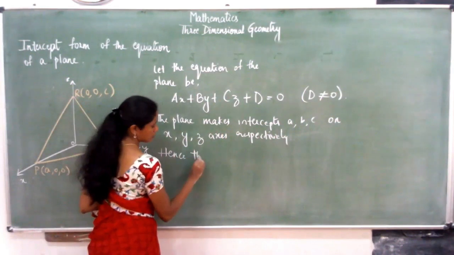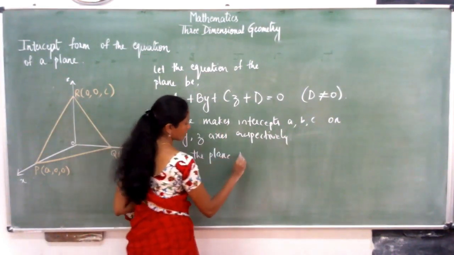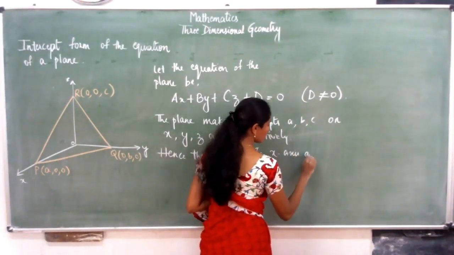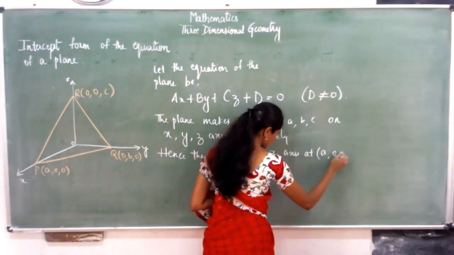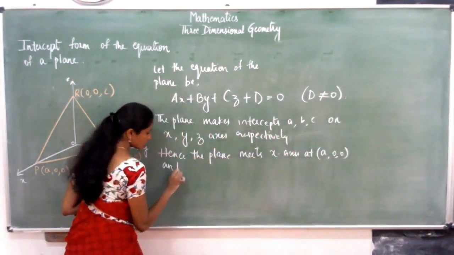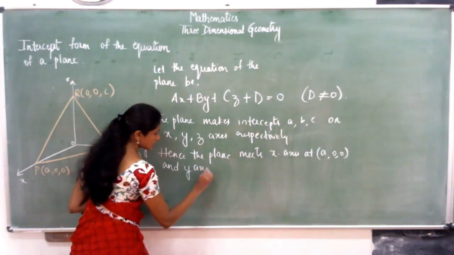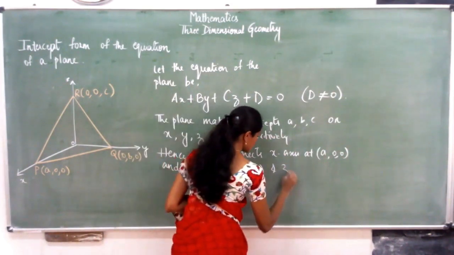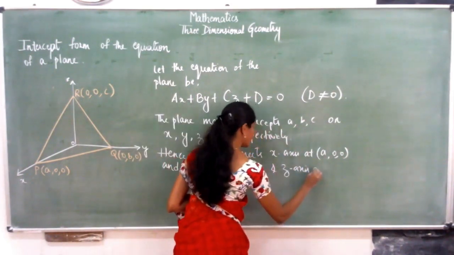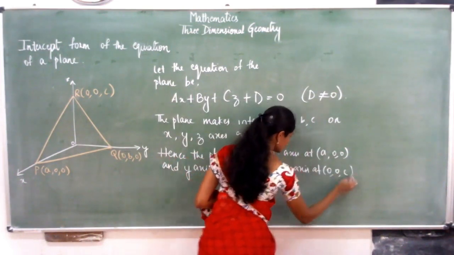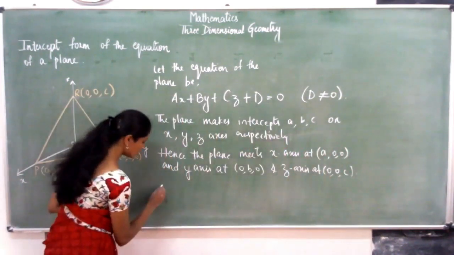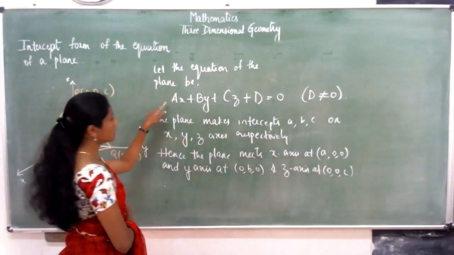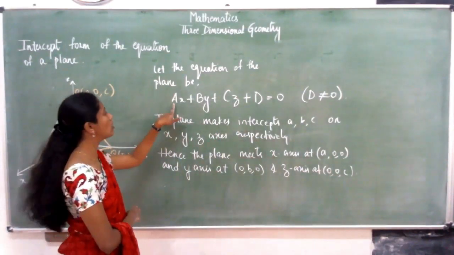Hence, the plane meets x-axis at a point A, 0, 0 and y-axis at 0, B, 0 and z-axis at 0, 0, C. Now, what I do is, I substitute these coordinates in this equation and find the value of A.